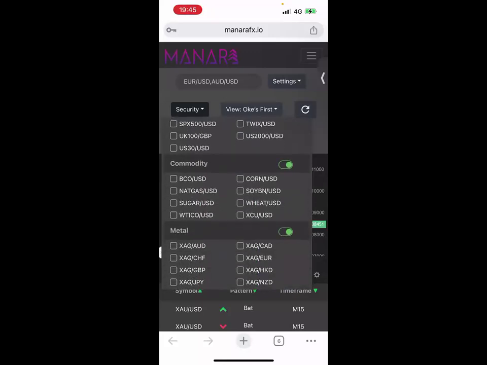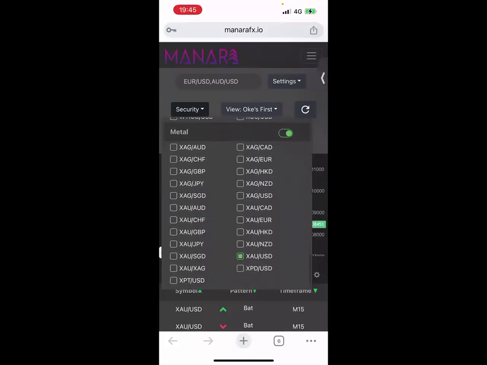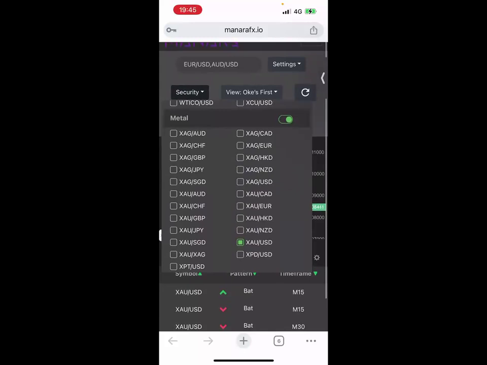I'm thinking about if I should put commodity for you or turn it off. Then metal, choose gold, XAUUSD. Great. Did you choose silver? Let's just leave that. Okay. So XAUUSD, amazing. So you want to click on security back.